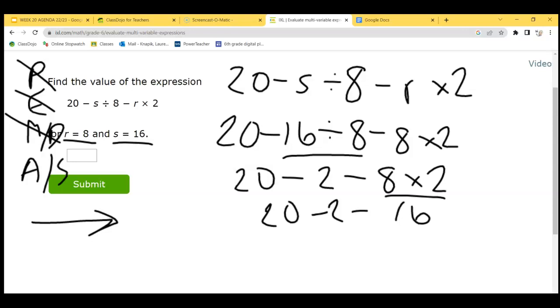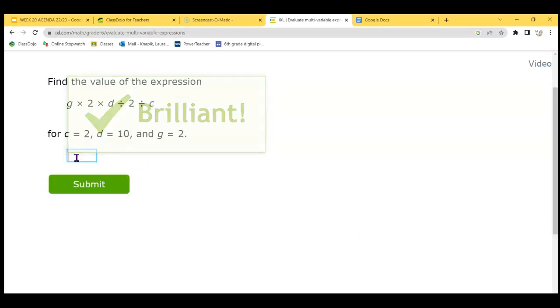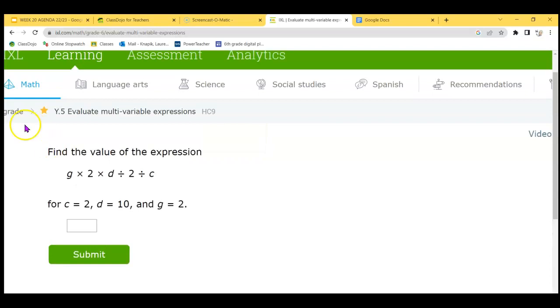And on here we just go from whatever is left to right, just how we said before. So 20 minus 2 is 18. Bring down the rest of your expression. We have 18 minus 16, and that gives us 2. So our answer is 2. So you'll keep going until you have a SMART score of 80.